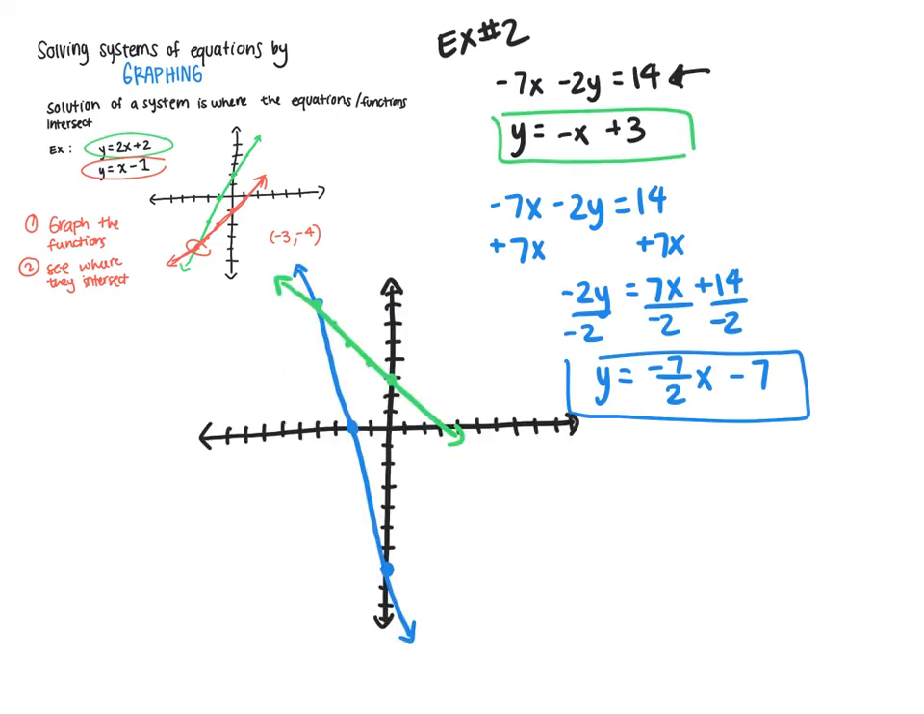So graphing these, which I have just done, on the green line, we have a y-intercept of 3 and a slope of -1. And on the blue, we have a y-intercept of -7 and a slope of -7/2. We can see that these intersect at the point -4, 7. So this would be our solution by graphing.